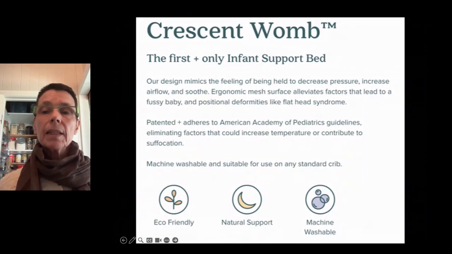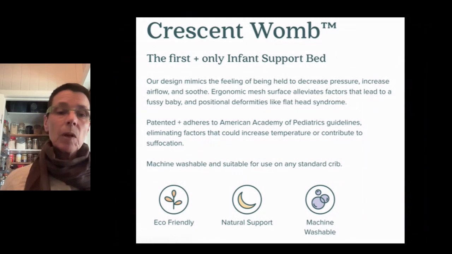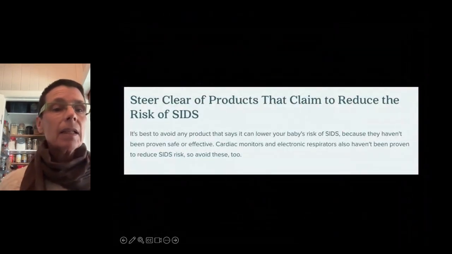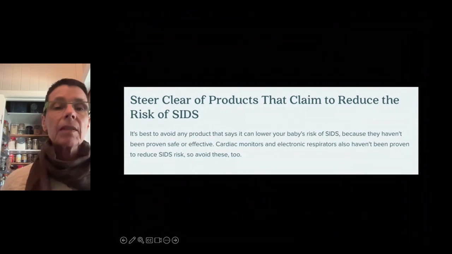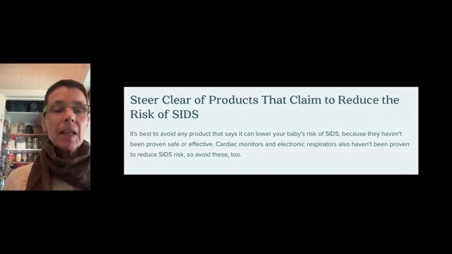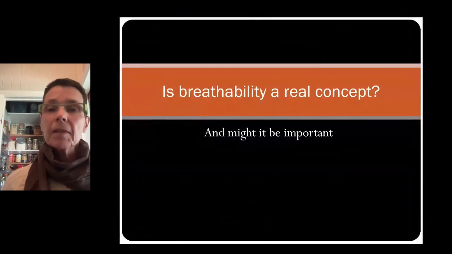After complaints to the CPSC and AAP, crescent womb remains on the market, but the marketing has changed. It now claims, incorrectly I believe, that it adheres to the AAP safe sleep guidelines, and now helpfully says, steer clear of products that claim to reduce the risk of SIDS. It's best to avoid any product that says it can lower your baby's risk of SIDS because they haven't been proven safe or effective. So that's just warning off the competitors.